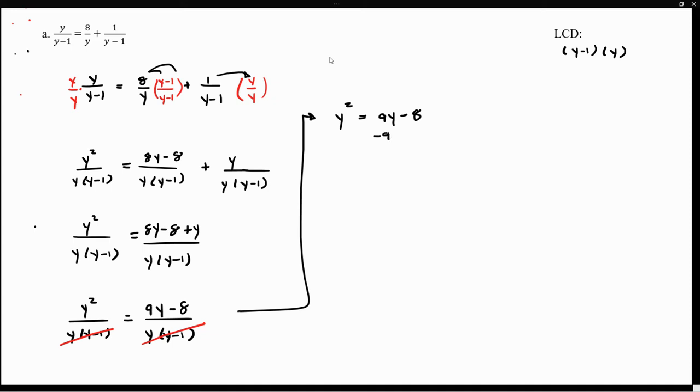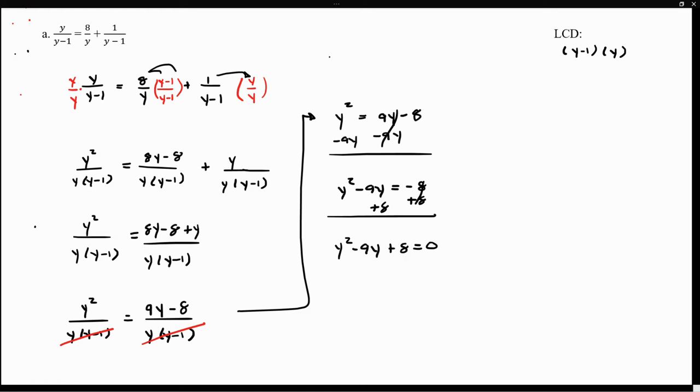Let me just make it equivalent to 0. So let me subtract 9y. So now I have y squared minus 9y equals negative 8. Let me add an 8 to it. That cancels out. So now I have y squared minus 9y plus 8, and this is equivalent to 0. So now notice that this is a trinomial whose highest exponent is 2. So let me see if I can factor it out.